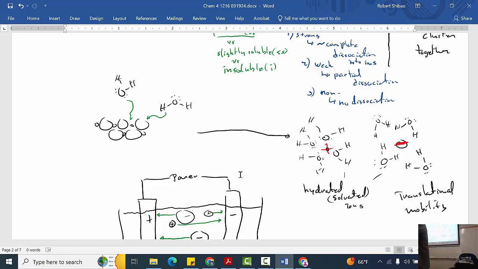So it's very bright. Of course, we call salt an electrolyte, and we call it a strong electrolyte. But there are two definitions for strong electrolyte.